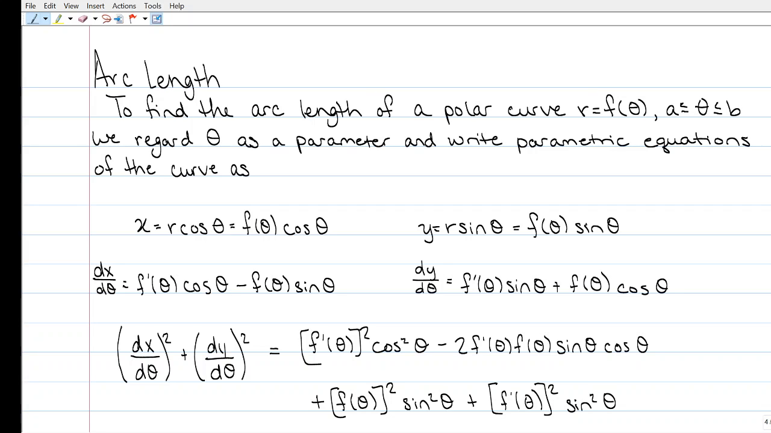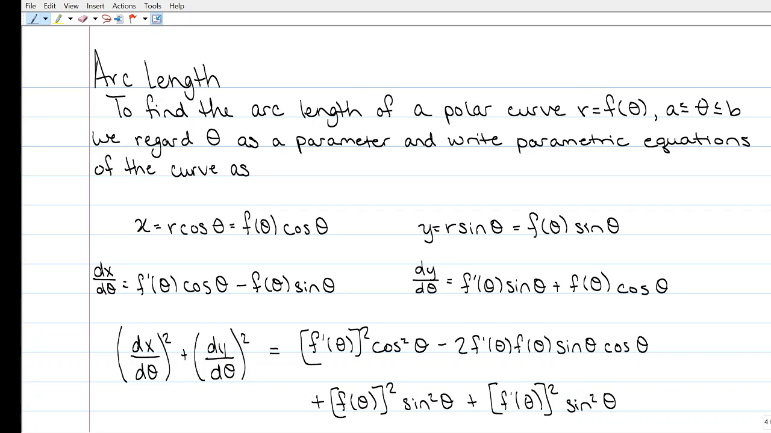Let's continue section 10.4 with a discussion of arc length. To find the arc length of a polar curve r equals f of theta for a less than or equal to theta less than or equal to b, we regard theta as a parameter and write parametric equations of the curve as follows. X equals r cosine theta, which is the same as f of theta cosine theta. Y equals r sine theta, which is the same as f of theta sine theta.